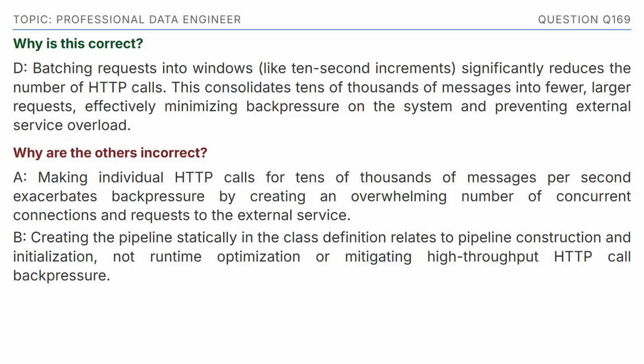A. Making individual HTTP calls for tens of thousands of messages per second exacerbates back pressure by creating an overwhelming number of concurrent connections and requests to the external service. B. Creating the pipeline statically in the class definition relates to pipeline construction and initialization, not runtime optimization or mitigating high-throughput HTTP call back pressure.